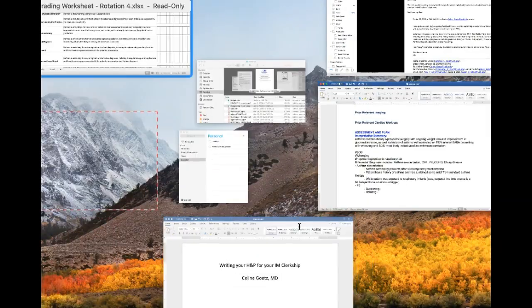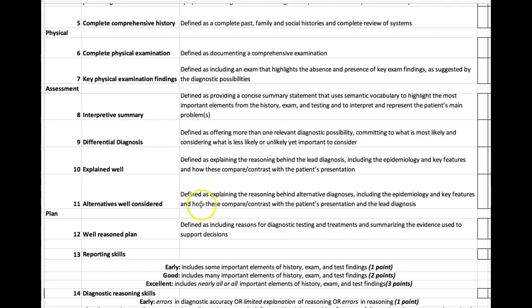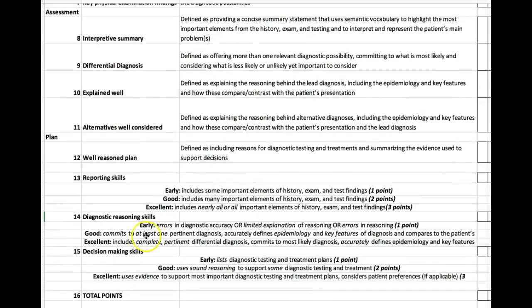What we are looking for, going back to the grading sheet, is for things to be really well explained, and of course looking down at the bottom where the real grading happens here. We want a complete pertinent differential that commits to the most likely diagnosis, but accurately defines the epidemiology and key features. So that's where I would push you a little bit further, to think about the key evidence and pretest probability, things like that, when you're thinking through exactly what's going on.